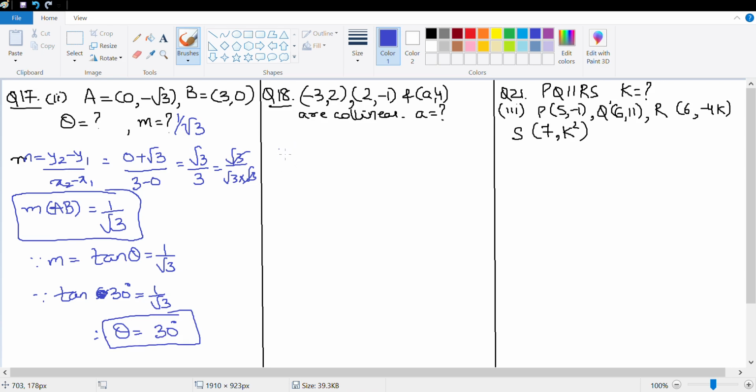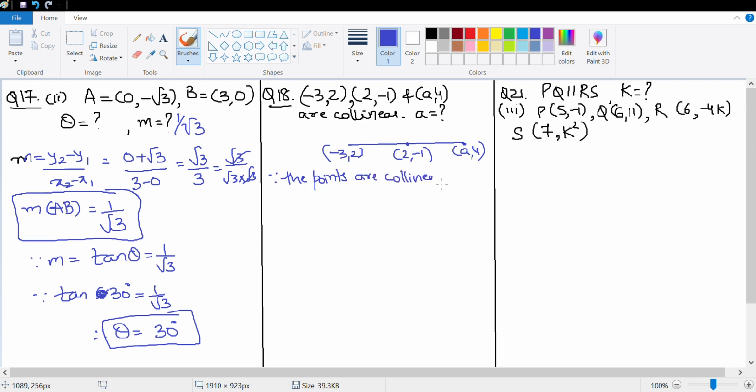Question 18 says the points -3, 2, 2, -1 and A, 4 are collinear. Find A. So this is the question where we use the concept of collinearity, which says the slopes of separate parts will be equal. So let's say these are the three parts. This is -3, 2. This is 2, -1. And this is A, 4.